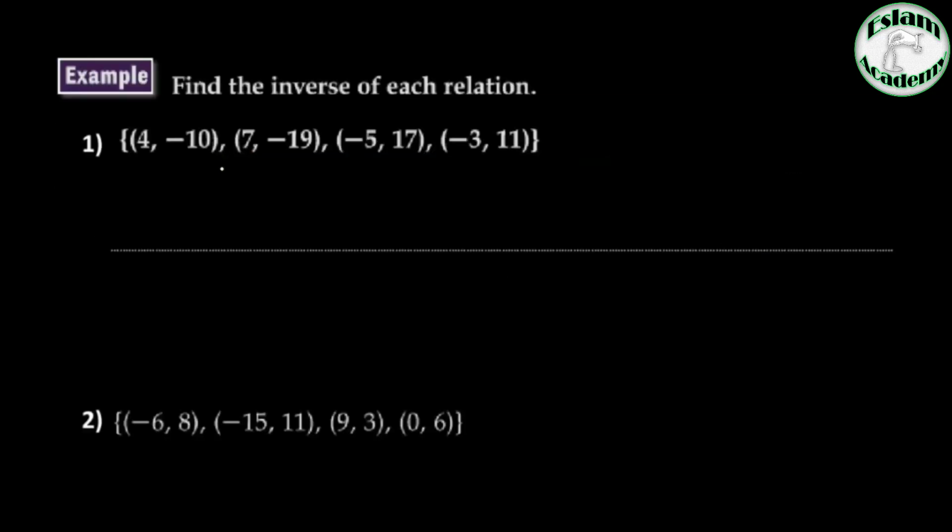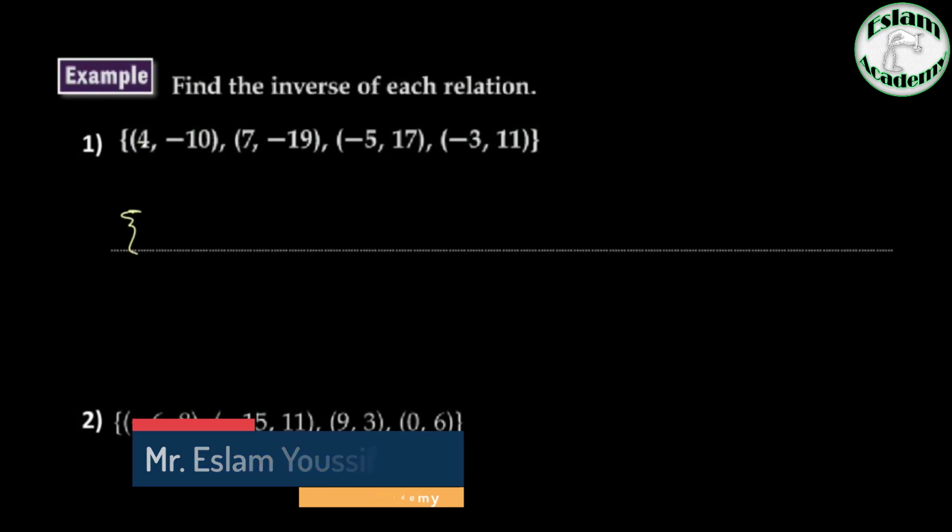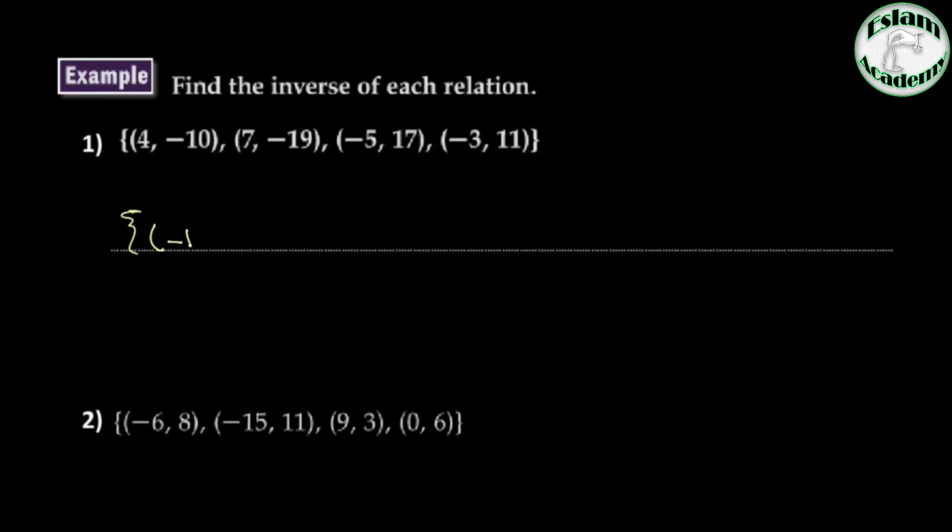In this problem, we need to find the inverse of each relation. As we said before, for any ordered pair, just swap x and y. For the first one, we have the ordered pair (4, -10), so the inverse will be (-10, 4). (7, -19), so the inverse will be (-19, 7). (-5, 17), so the inverse will be (17, -5). (-3, 11), so the inverse will be (11, -3).